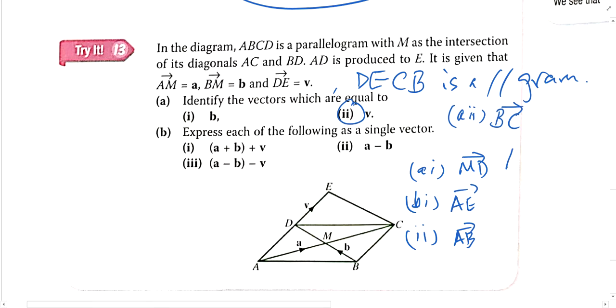Then what about B part 3? A minus B minus V. A minus B, then minus V. Okay, so what's the answer for part 3? A minus B minus V. Okay, so what's the answer? This is your homework.